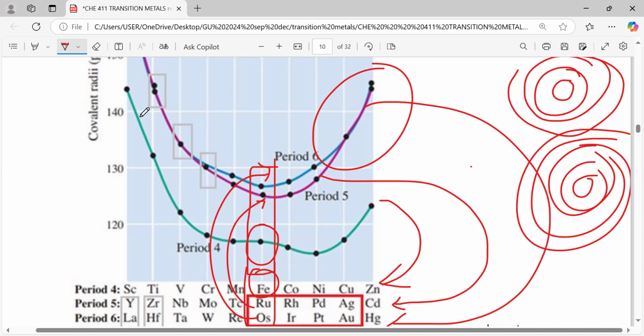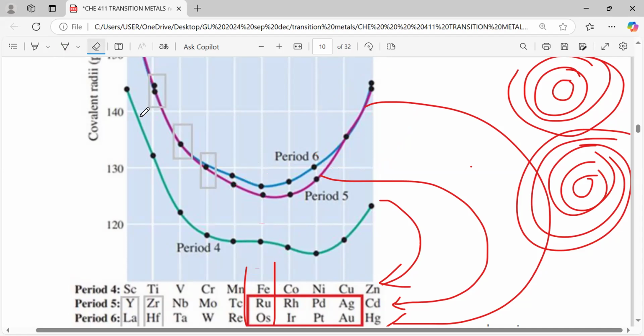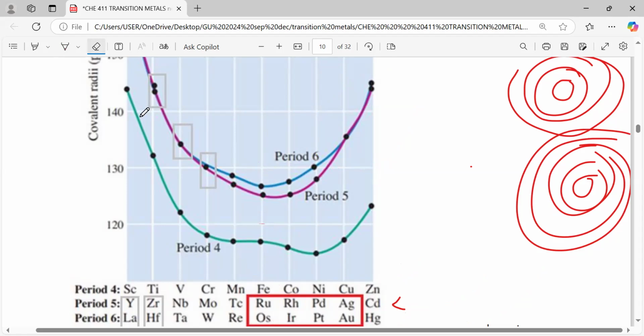Now let us clean the board and move on to something else.